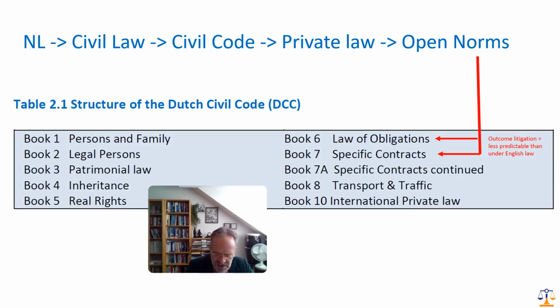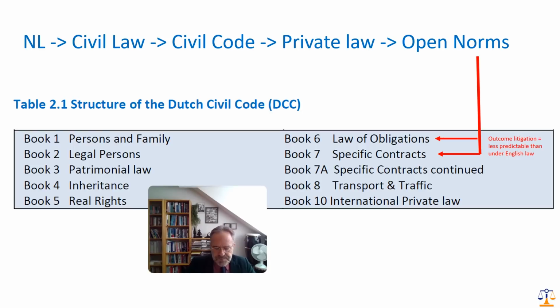But as these rules are formulated rather openly, it is not always very well predictable what the outcome of a court case will be. It is not always completely predictable how a judge will complete an open norm in the specific circumstances. Well, that is a difference between common law and civil law, and it is one of the reasons why in international business common law is generally preferred over civil law. More about that in the rest of the course.